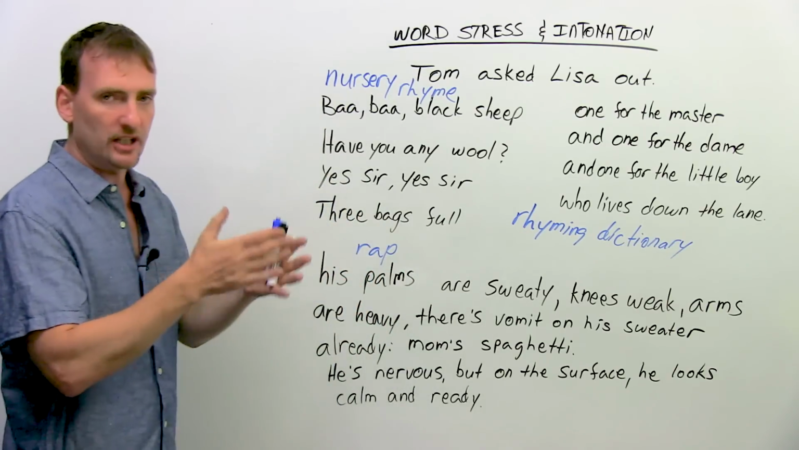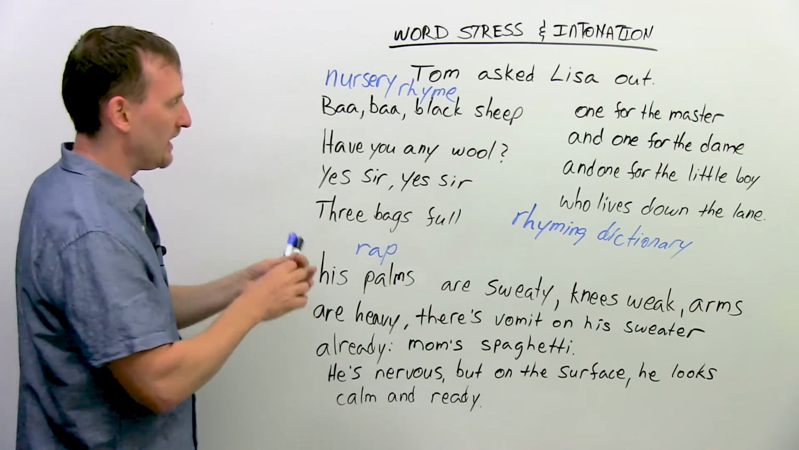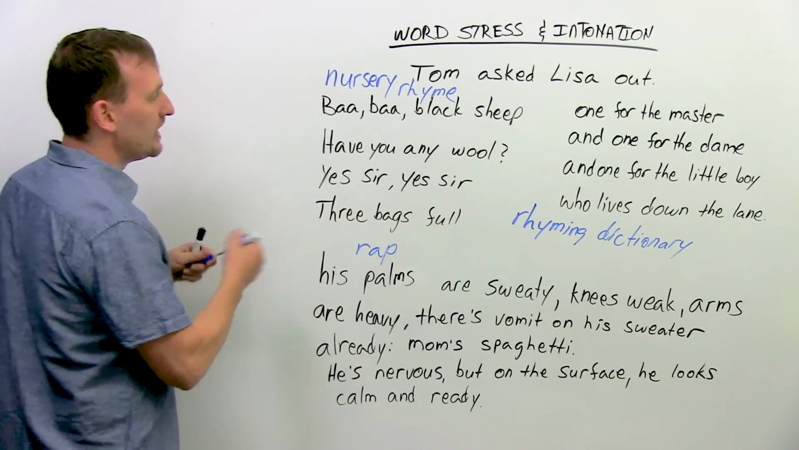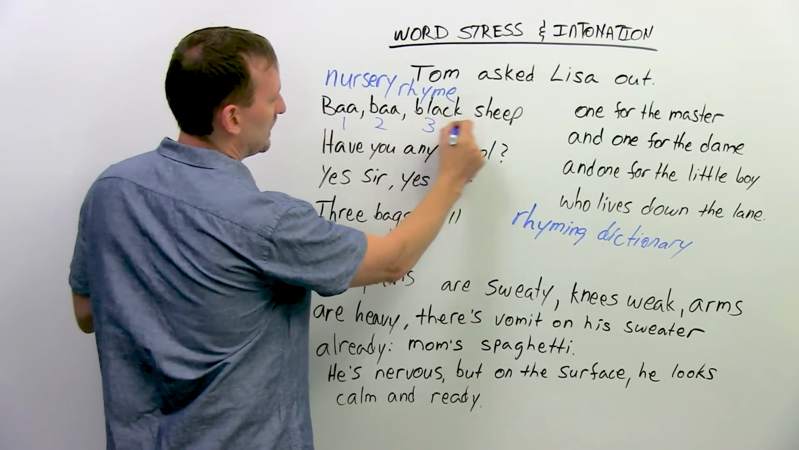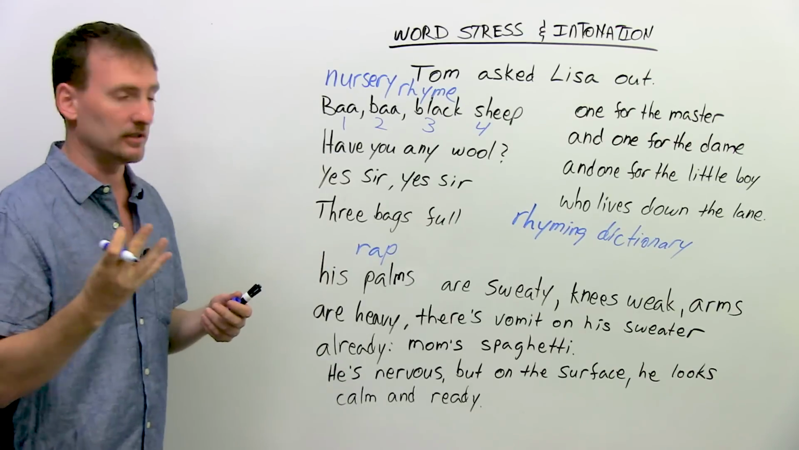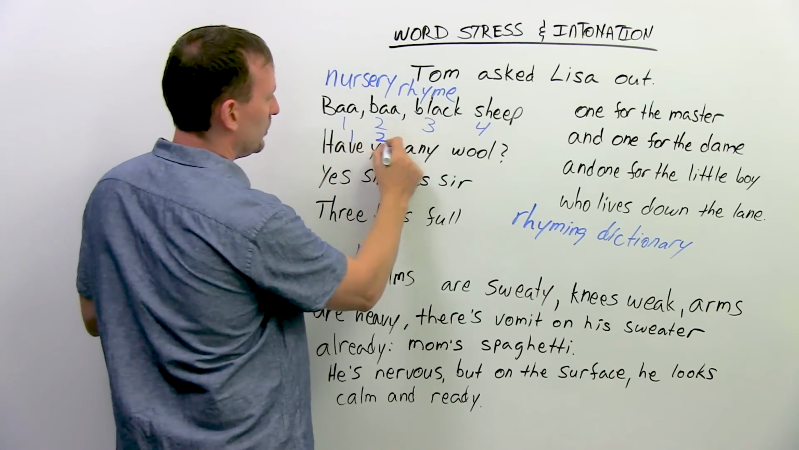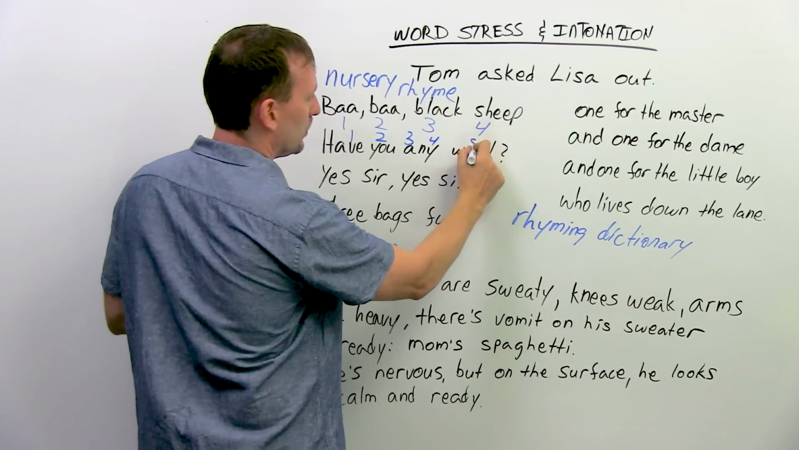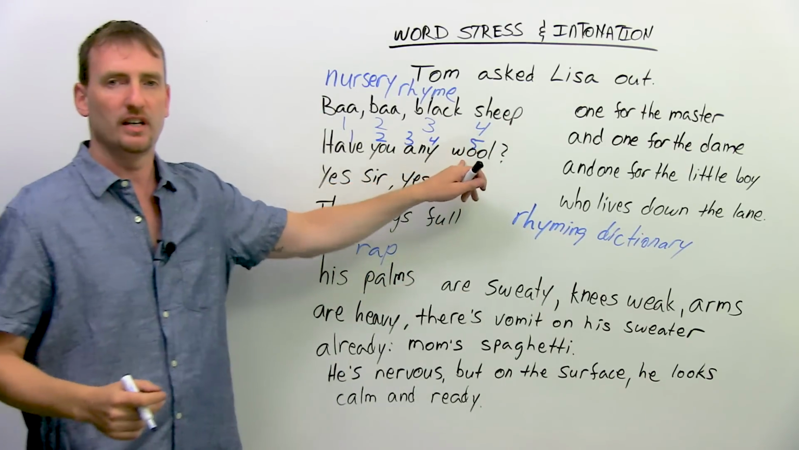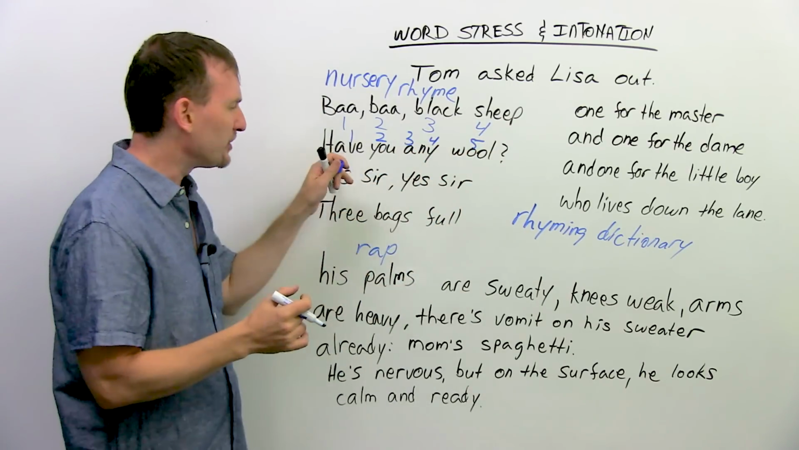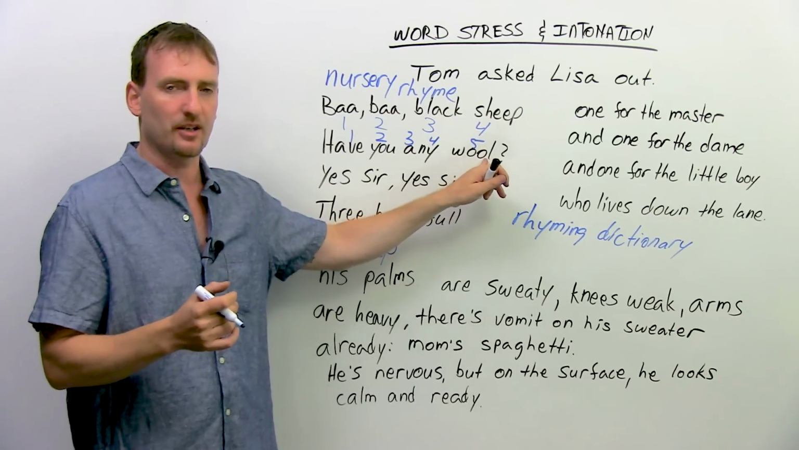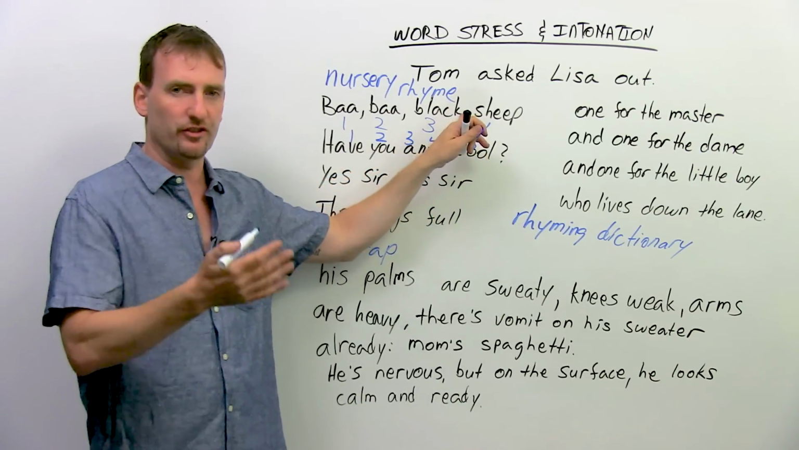Notice that I change my speed a little bit with each line. Why? Because I want to make sure that we match in terms of, I match them in terms of intonation. Ba, ba, black sheep. I have 4 syllables. Have you any wool? Now here I have 5. So in order for them to fit together, I have to speed up a little bit on the second one to match the pace of the first one.